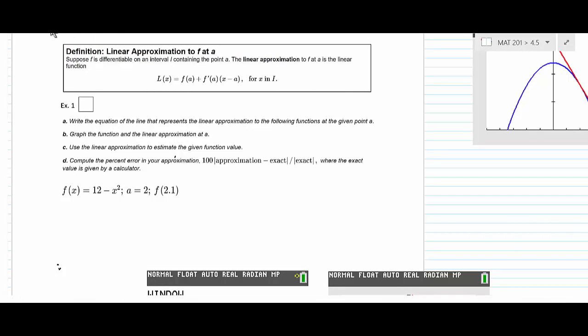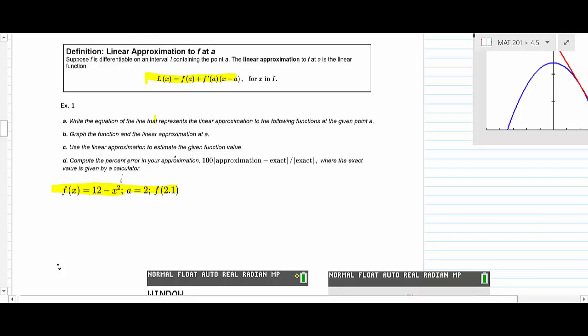What we're going to do with this one is you're given a function and then you're given a point, f of 2.1. We're going to estimate what the function value of 2.1 is on this quadratic. You can find it specifically with or without a calculator, but we're going to do a linear approximation. So what we're going to do is write the equation of the line that represents the linear approximation. You're really following this formula right here, which is the point slope formula.